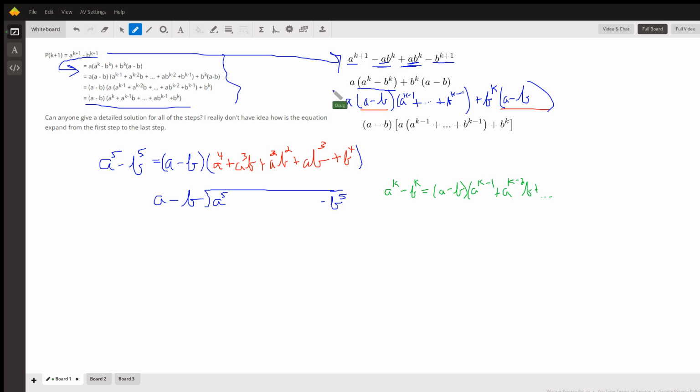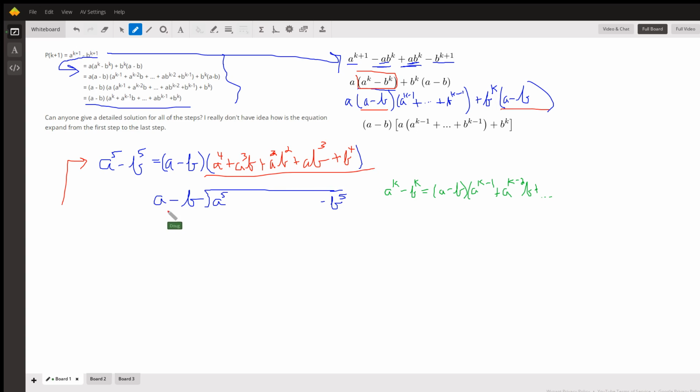Now, here's the hardest part to understand. This factor right here in the first term, they're really separating into a minus b times some polynomial. And to explain that, it might be easiest to start with a specific example. Can you write a to the fifth minus b to the fifth as a minus b times some polynomial?